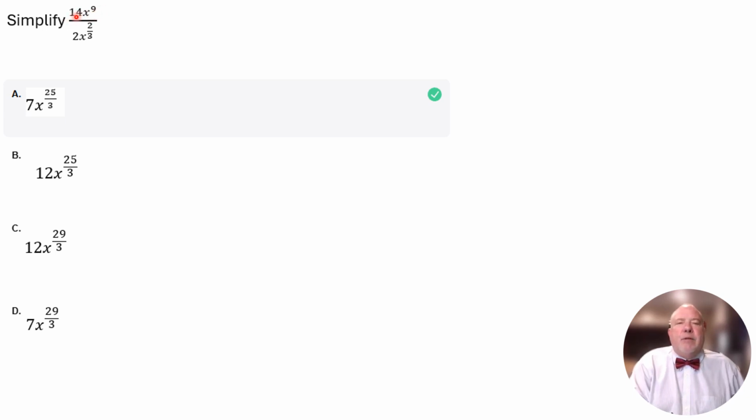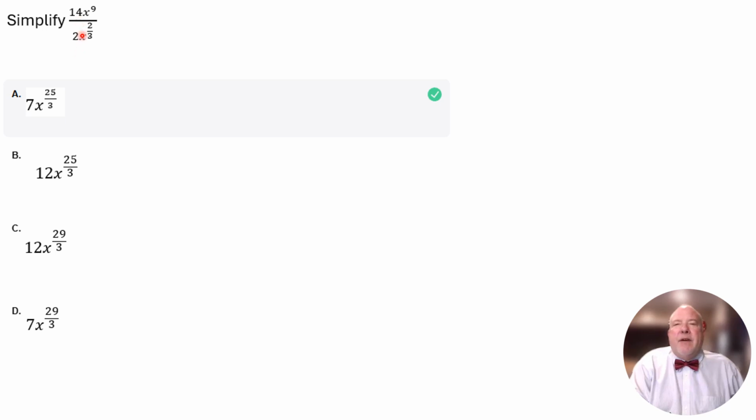So this is not 14 to the ninth power. It's just 14 times x to the ninth power. And the same thing is true in the denominator. The x has an exponent of 2/3. Okay, so the first thing we want to do is simplify the 14 and the 2.